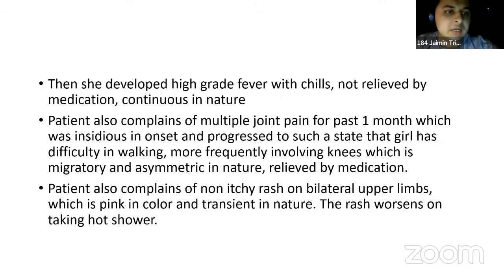Continuing on the history, then she developed high-grade fever with chills not relieved by medication, continuous in nature. Patient also complains of multiple joint pain for past 1 month, which was insidious in onset and progressed to such a state that the girl had difficulty in walking, more frequently involving knees, which is migratory and asymmetric in nature, relieved by medication. Patient also complains of non-itchy rash on bilateral upper limb, which is pink in color and transient in nature. The rash worsens on taking hot showers.